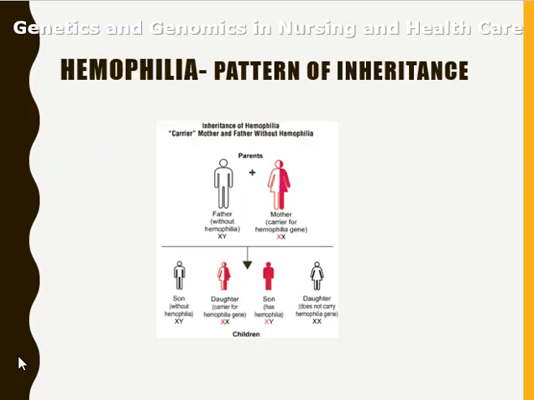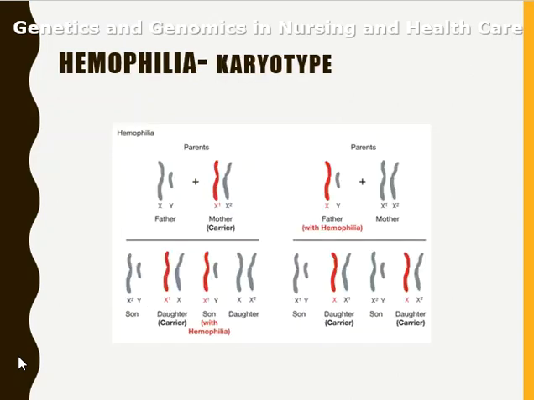Okay, so here's a pattern of inheritance. We've got a father without hemophilia and a mother who is a carrier. Okay, and so then you see the potential outcomes of that union. Here's a hemophilia karyotype. Okay, and then you've got, again, the karyotype of the parents. On the left, you've got a set of parents and the potential offspring. On the right, you've got a set of parents where the father actually has hemophilia and the mother is unaffected, and their potential offspring.